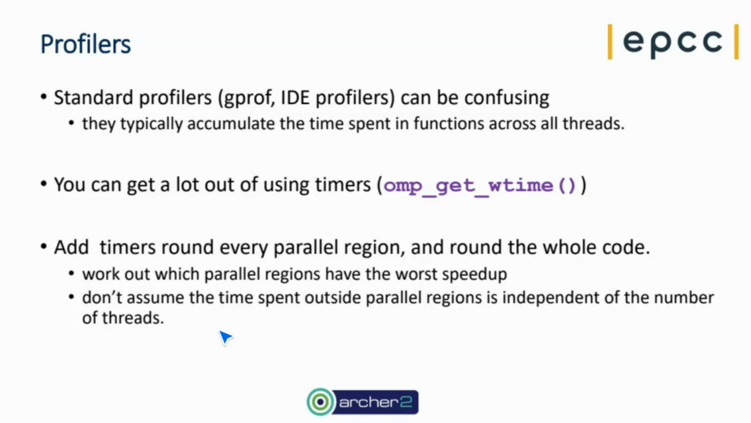average. You can get a lot out of using timers. You can use OpenMP's built-in timer, add timers around every parallel region, and also around the whole code, or at least the main computational part of the code that you're interested in. That allows you to work out which parallel regions have the worst speed up. Also, because of the memory effects I talked about, don't assume that the time spent outside parallel regions is fixed. It might not be. So it is worth measuring that as well.